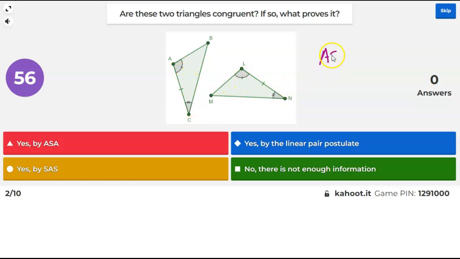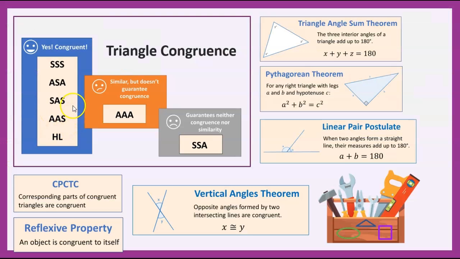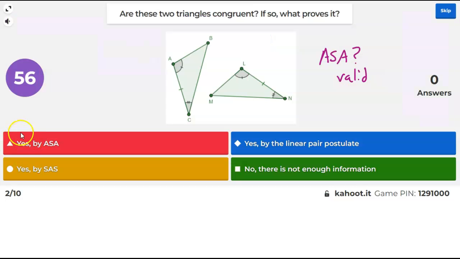Now we need to ask, is angle, side, angle a valid triangle congruence rule? Well, if we look back at our geometry toolbox, you see angle, side, angle is indeed valid. Remember, if we include the side or include the angle, so SAS and ASA are both included in triangle congruence. These are the ones that are not. AAA and SSA do not guarantee congruence. So since ASA does, we will say yes, this is congruent by ASA.